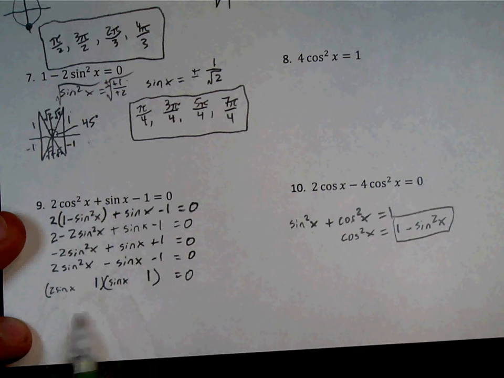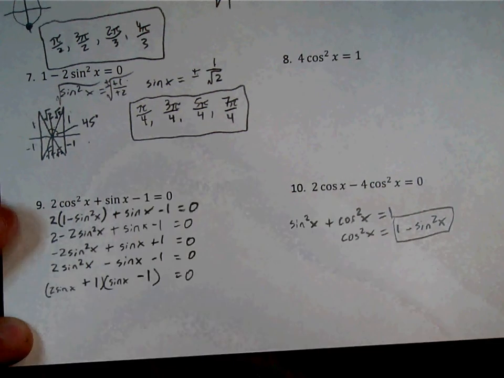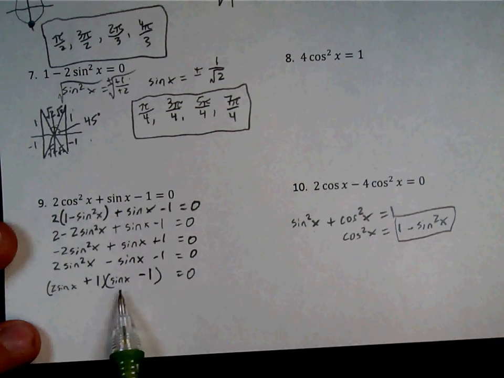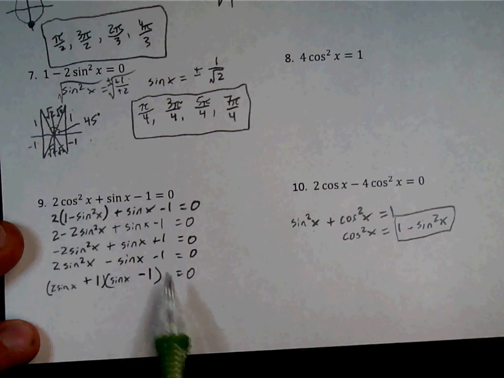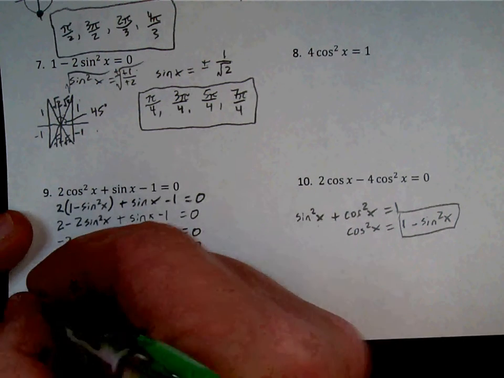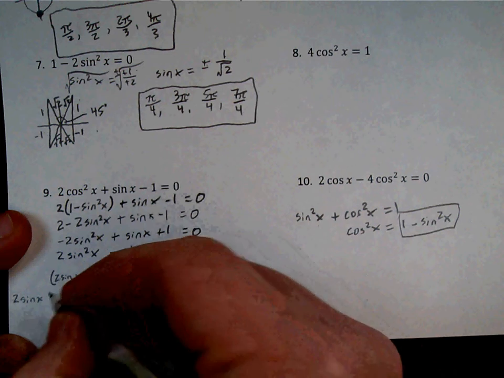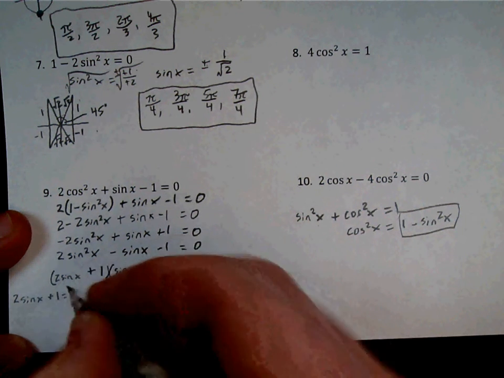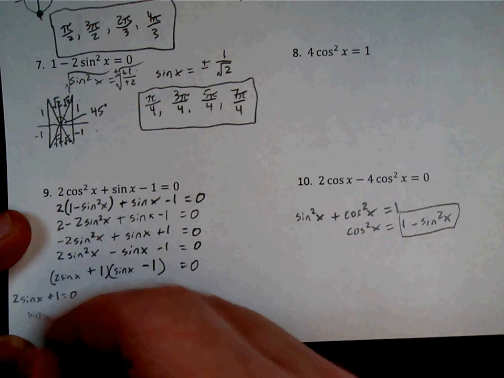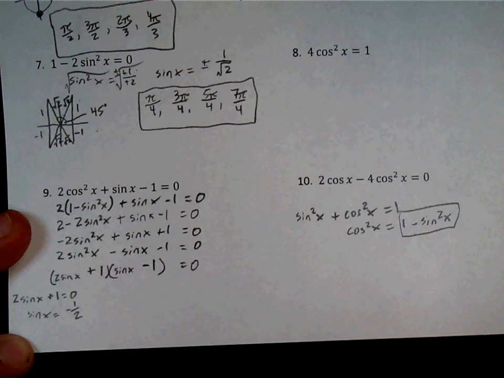So I need the bigger one to be negative. So the 2 sine will be negative. So this second one's got to be negative. The other one's got to be positive. So one of my parentheses should say sine x minus 1. The other should say 2 sine x plus 1. Now, I may run out of room on this problem, but set each factor equal to 0. So sine x equals subtract 1 divided by 2, so I get negative 1/2.